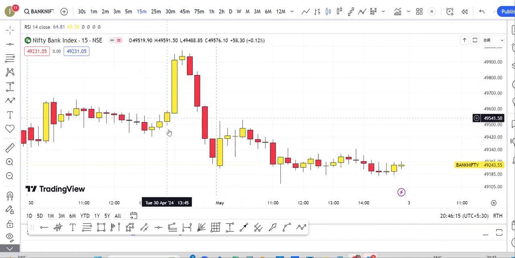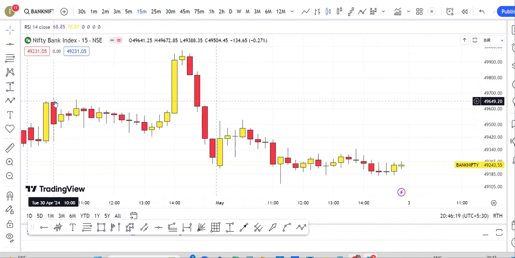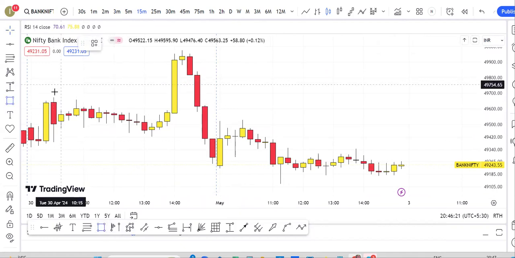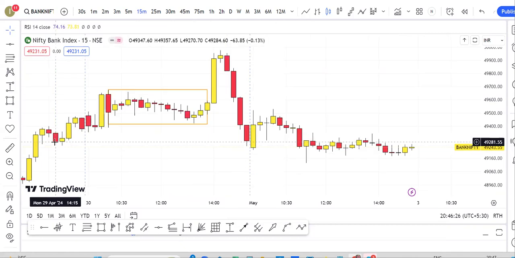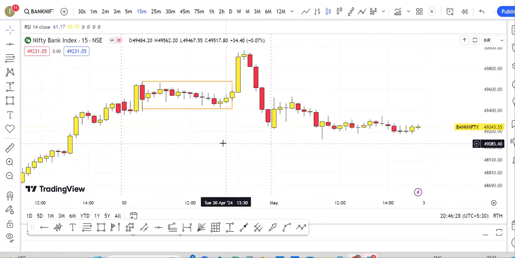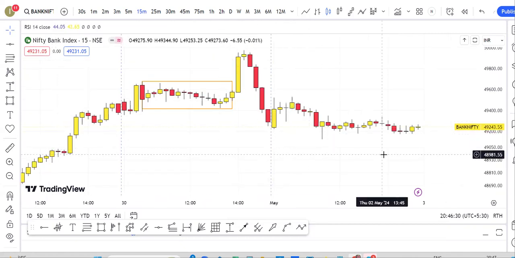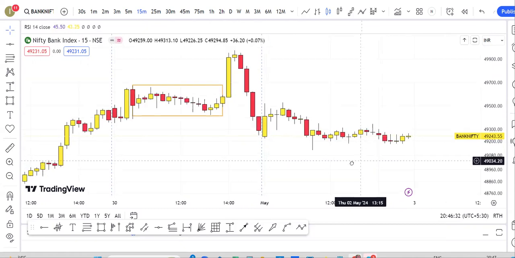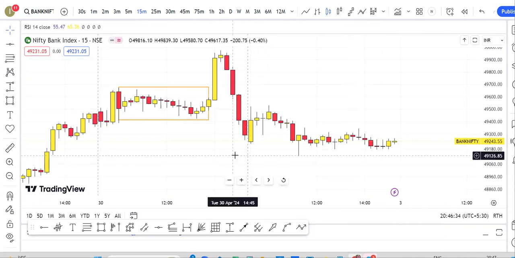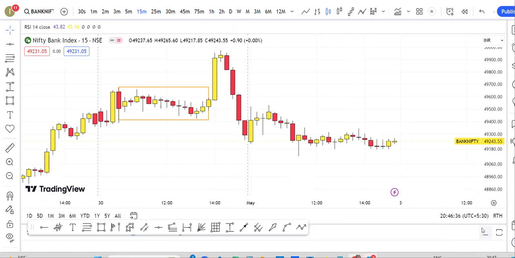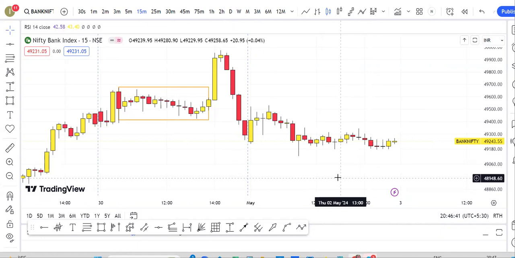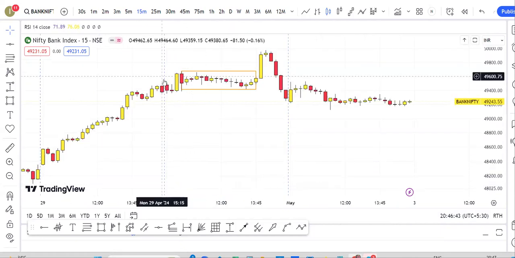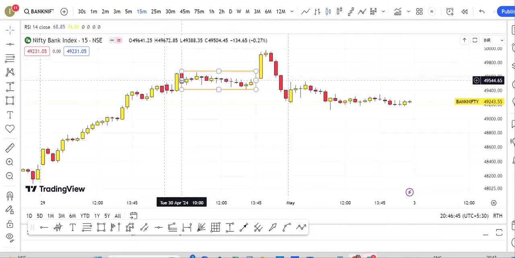See, even on expiry day there were a lot of whipsaws. Yeah, this was expiry day. Why is it coming like this? Any change? No, it's India only. On the expiry day, a lot of whipsaws.